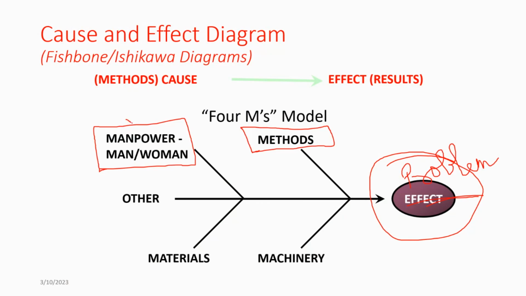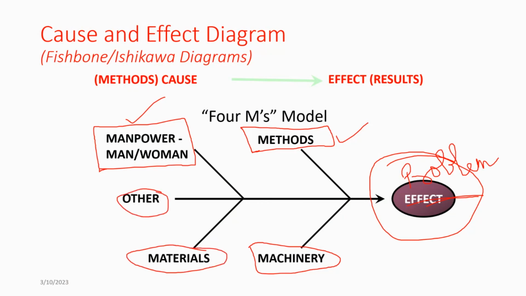It can be due to people, it can be due to methods, it can be due to machinery, the tools we used, or it can be due to the input materials that we use, or there could also be other reasons. So the fishbone diagram or the Ishikawa diagram allows us to classify the causes into different ways: man, method, machine, material, and others. This is sometimes called the 4M model. So you can use this representation to put in your 5Y analysis results.